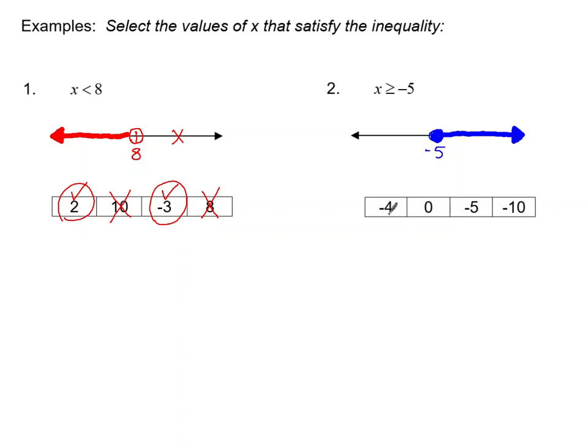So is negative 4 one of those numbers? Sure, negative 4 is right here. So that's a good one. Is 0 a good one? Sure, if this is negative 4, then negative 3, negative 2, negative 1, 0 is going to be somewhere right here. And that's fine. Is negative 5 greater than negative 5? No. But is it equal to? Yes. Since that equal to means that we can be equal to, negative 5 works. How about negative 10? Negative 10 is somewhere down here, and that is not acceptable. So these 3 are the correct answers for this one.